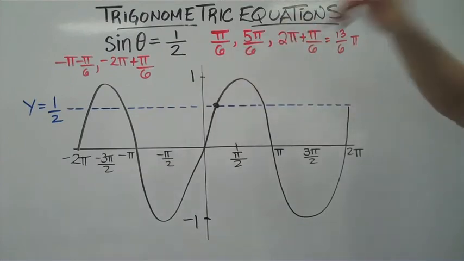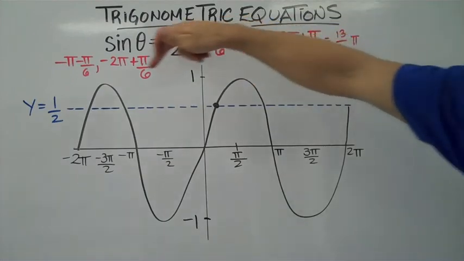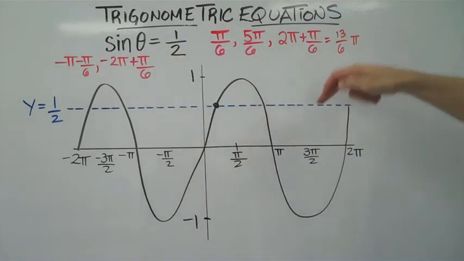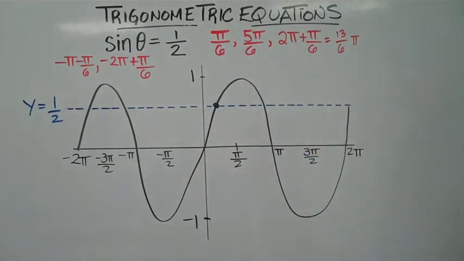If you remember your unit circle, that's going to be pi over 2 and negative 3 pi over 2, and also it's going to equal negative 1 at 3 pi over 2.